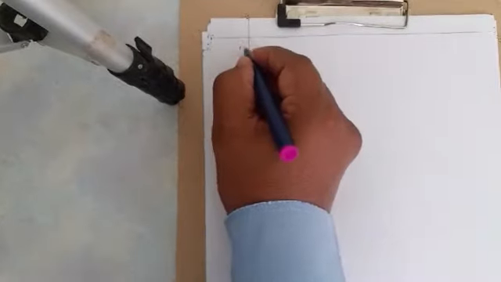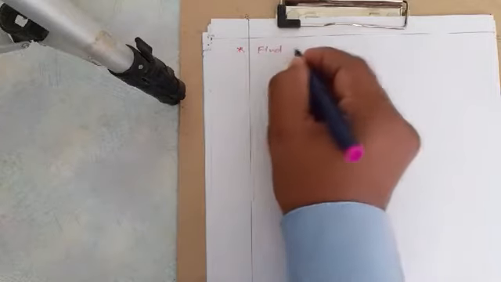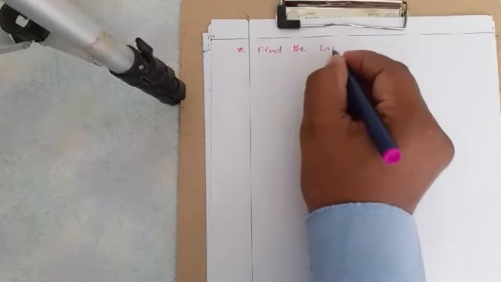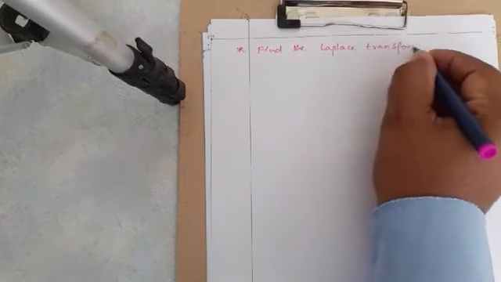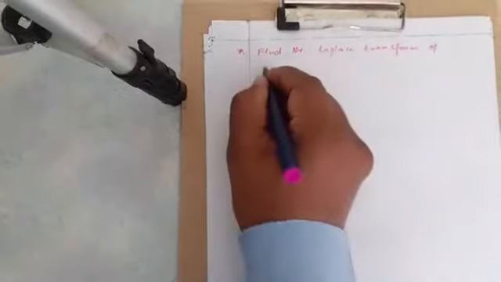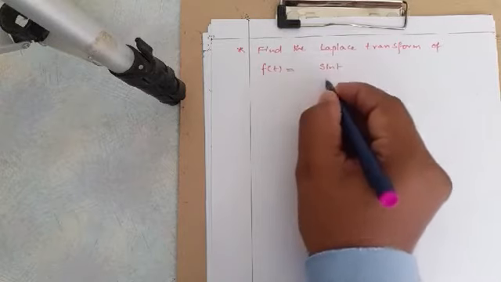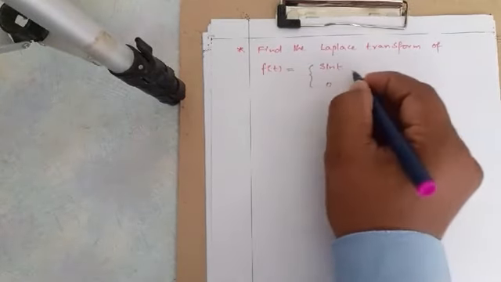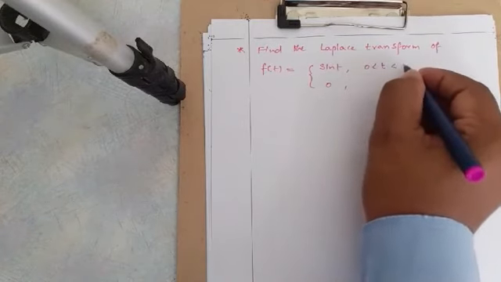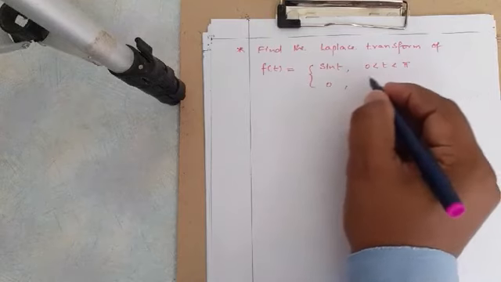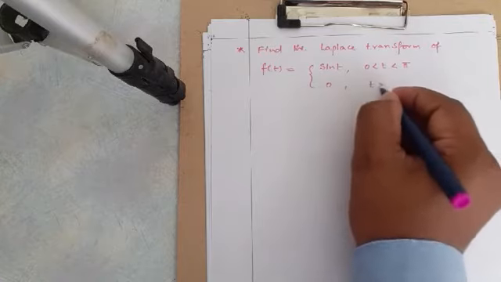So let us do that. Find the Laplace transform of f of t is equal to sin t, comma, 0 less than t less than pi. So this is the interval in which the function f of t lies, and 0 for t greater than pi.